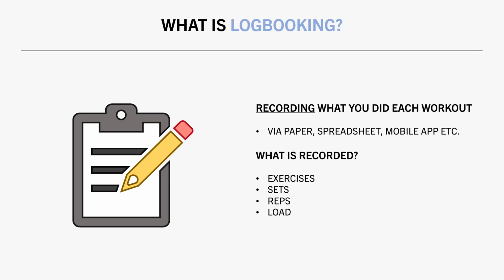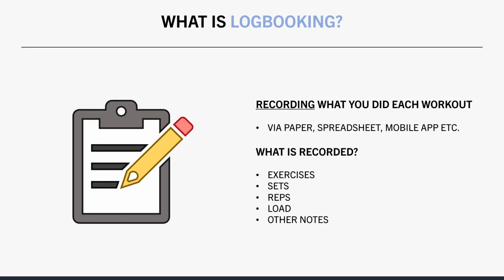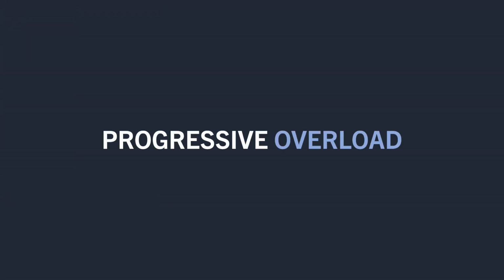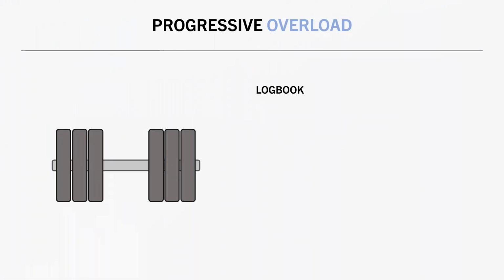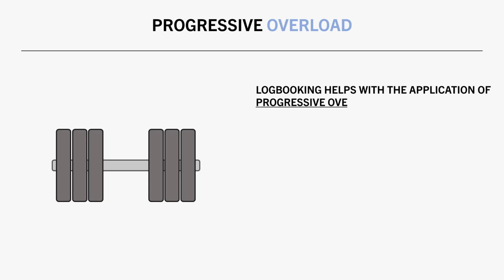what load was used. You could also take notes about how the session felt, how long it took, and so on. The main reason we record our workouts is for the purposes of progressive overload. We want to make sure that we are doing more reps, load, volume, or progress some other variable each workout. We can also look back at previous workouts to see how our performance now compares to the past.